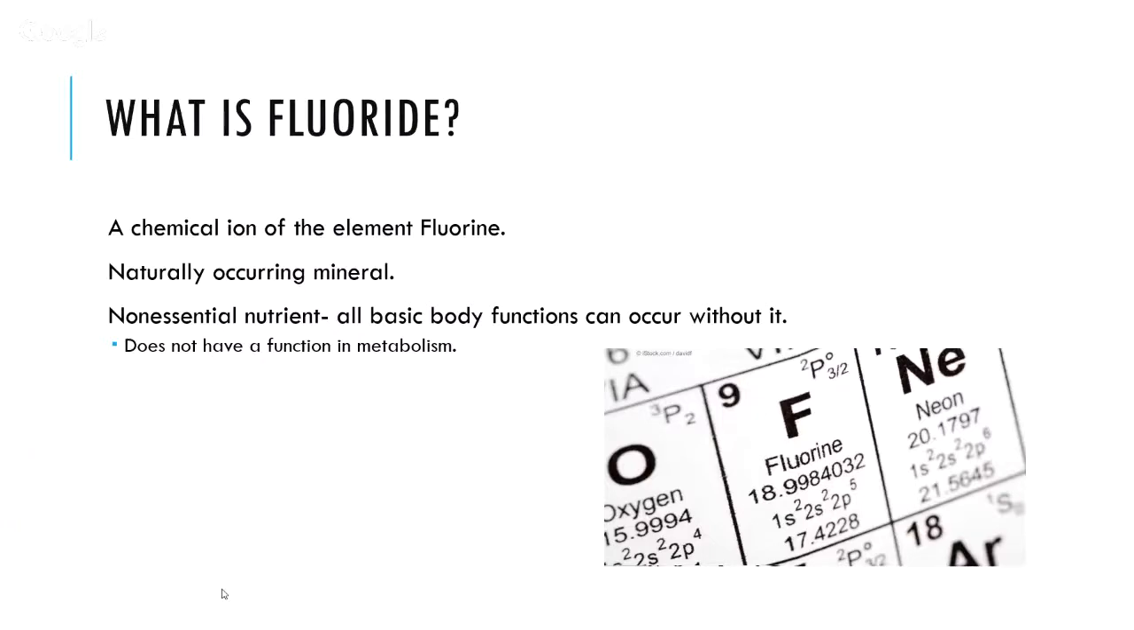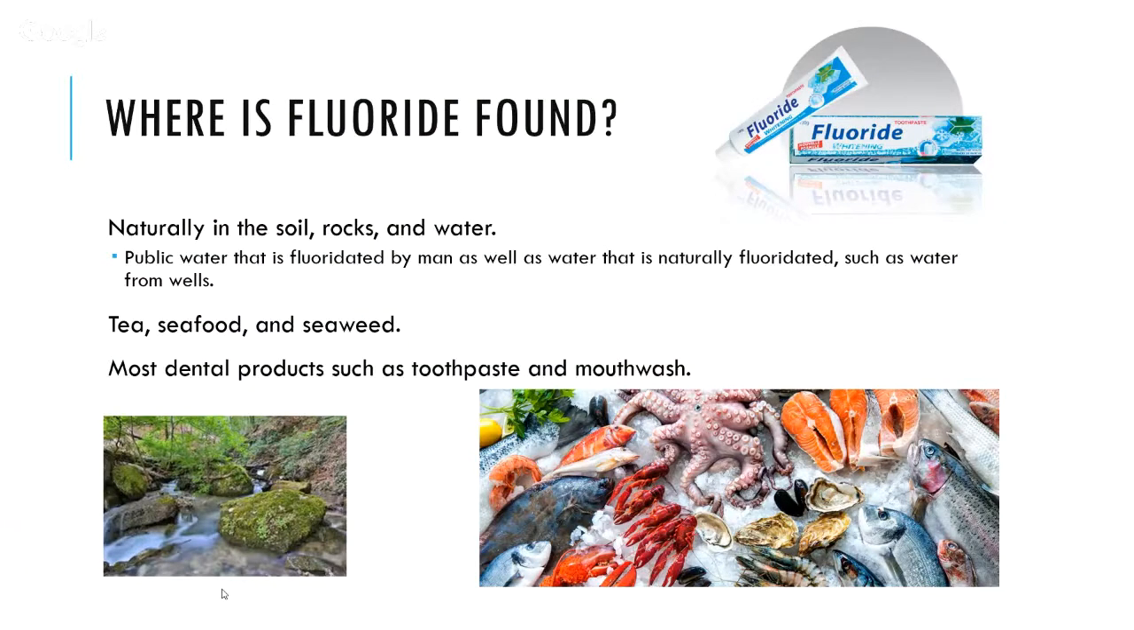Where is fluoride found? Fluoride is found naturally in the soil, in rocks, and in water. There are two ways that water is a good source of fluoride. It's either in the public water that is fluoridated by man, or there is natural water that is fluoridated naturally, such as water that's provided through wells. Fluoride is also found in tea, in seafood, and seaweed. And most dental products contain fluoride, such as toothpaste and mouthwash, but not all of them do. It will say on the label if it contains fluoride or not.